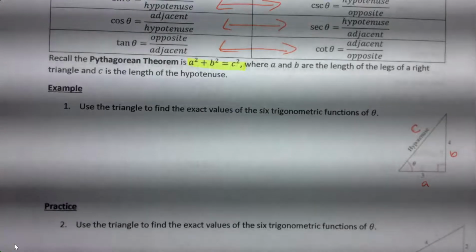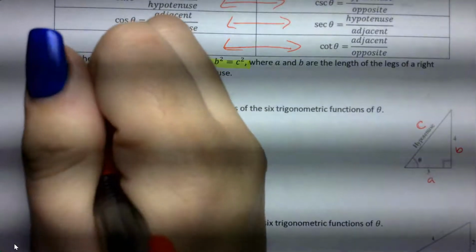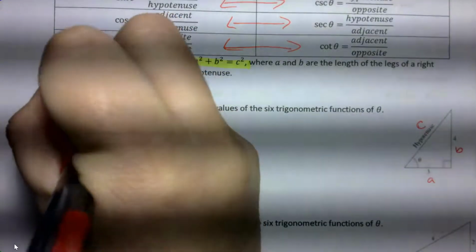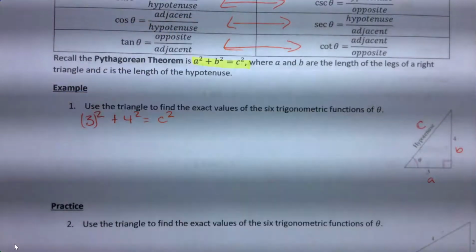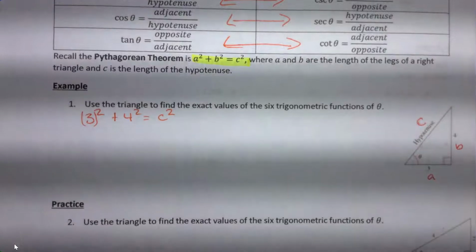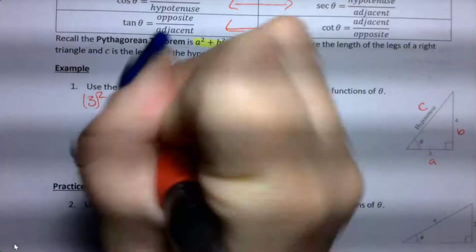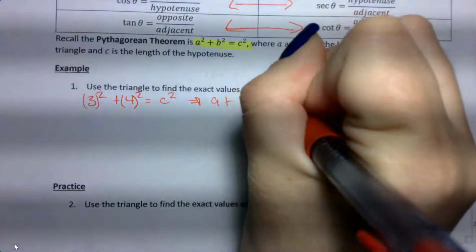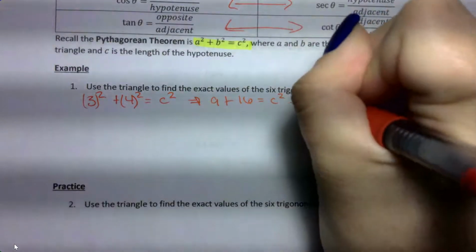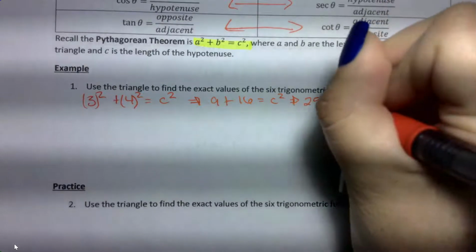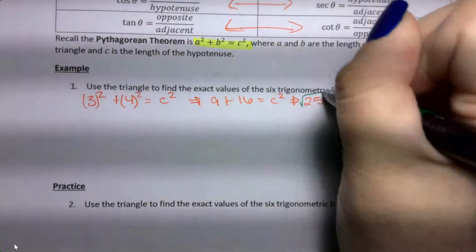So then I'm going to plug into the Pythagorean theorem to find the length of C. So I'm going to have 3 squared plus 4 squared equals C squared. 3 squared will give me 9. 4 squared will give me 16, still equaling C squared. 9 plus 16 is 25. And then what I want to do here is I want to take the square root to figure out my value of C.